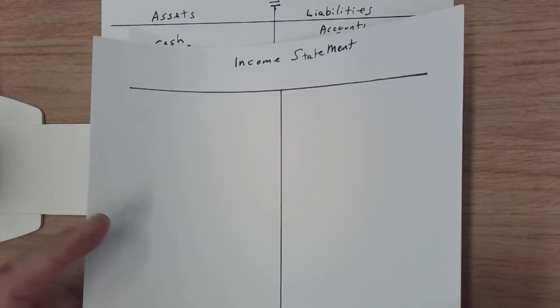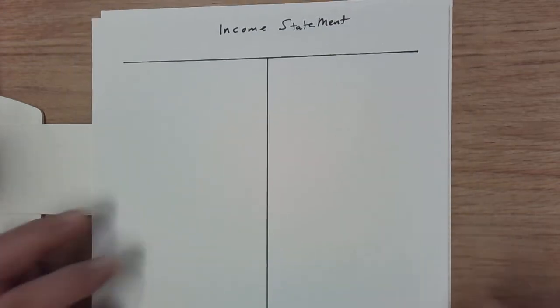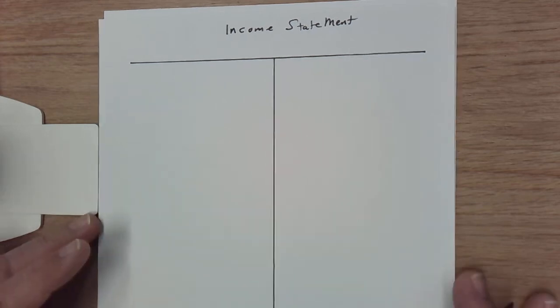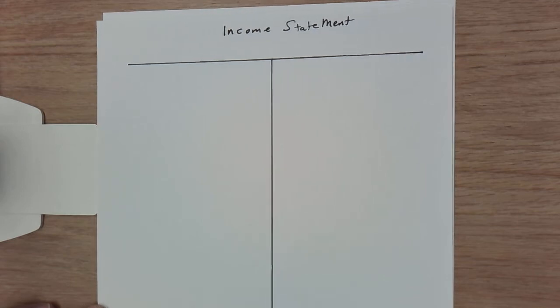So I set up another chart similar to the last one, and this is going to focus on the income statement items. I've split it in half just like I did the balance sheet, just to make it easier to understand whether you're debiting or crediting an item.